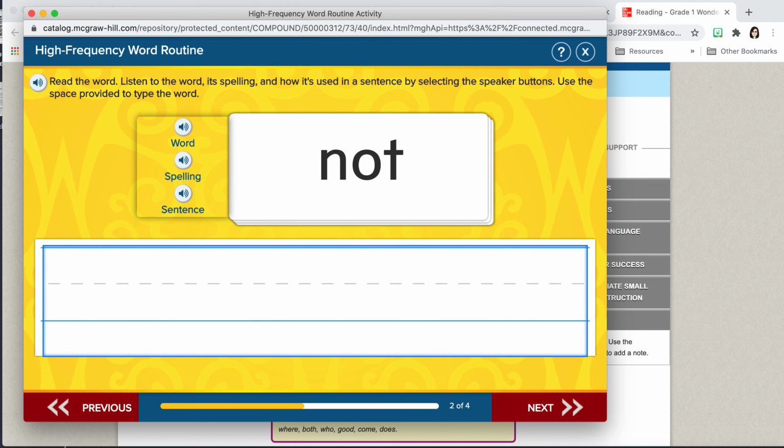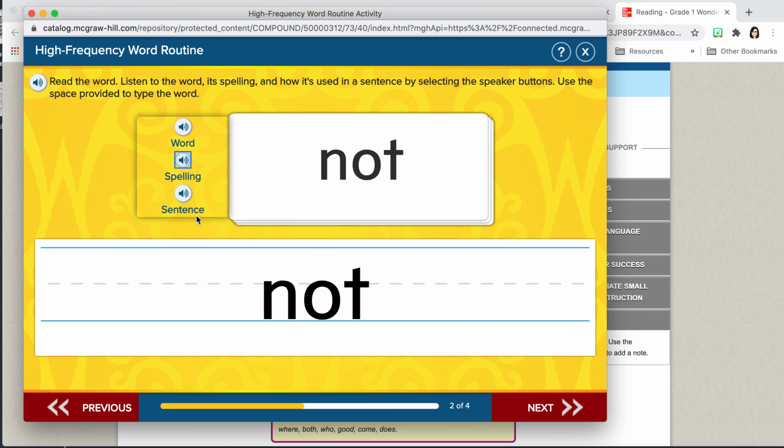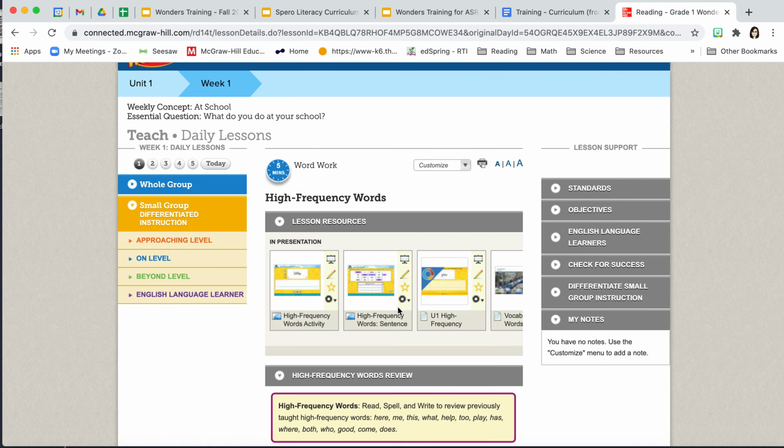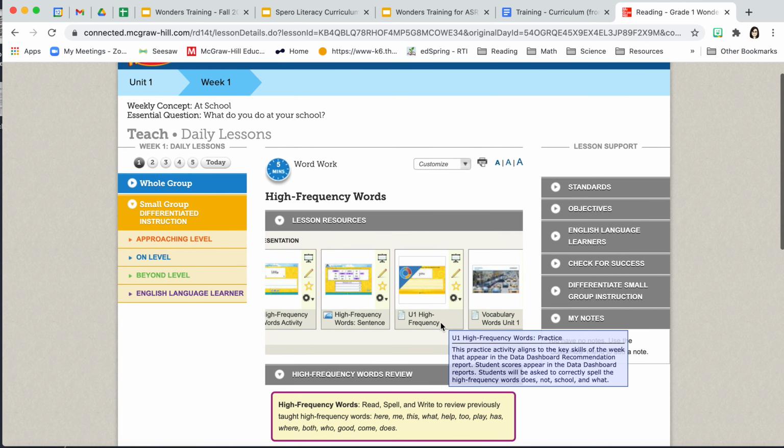Wants you to read it. N-O-T. Pam is not sad. So that's some of their high frequency word activities that it automatically comes with.